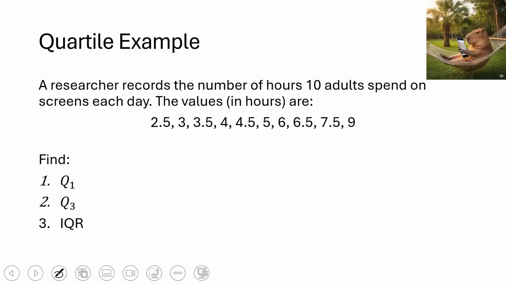Let's do this with an example. Suppose a researcher records the number of hours 10 adults spend on screens each day. Now, if this data were not already ordered, the first thing we would do is order the data. But it is in order from smallest to largest. There are 10 data values, right?